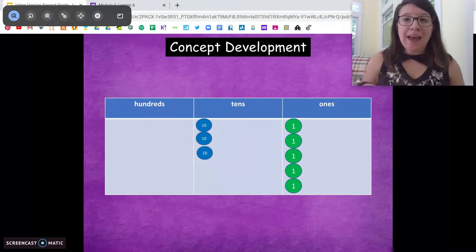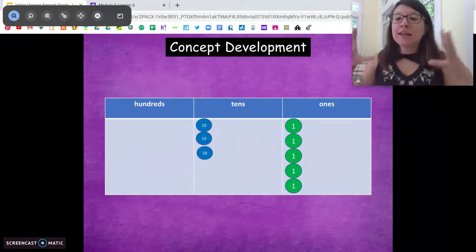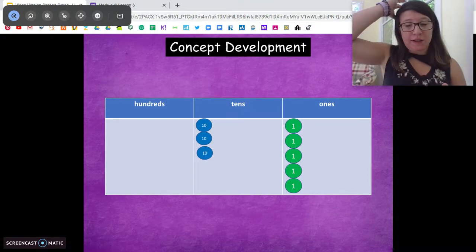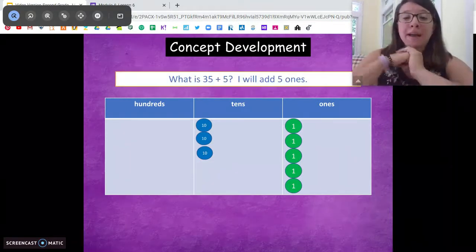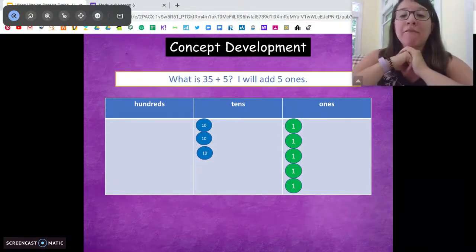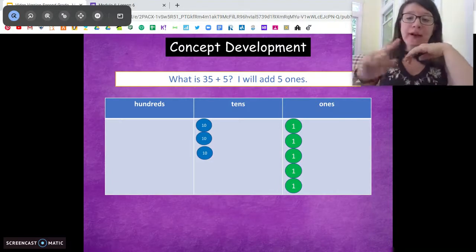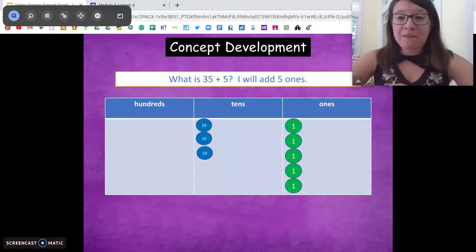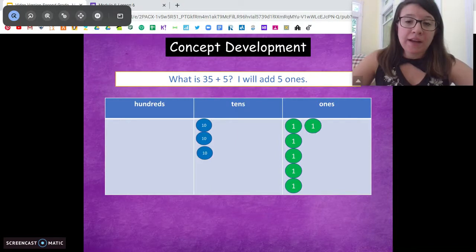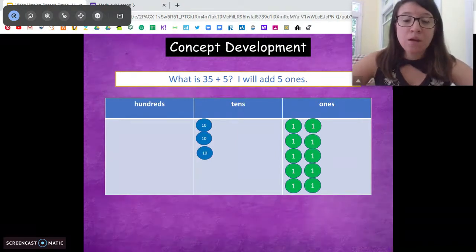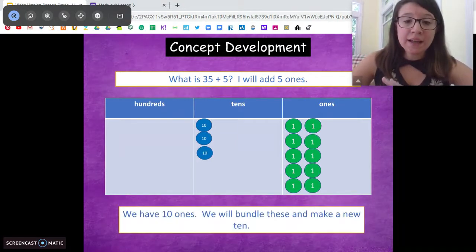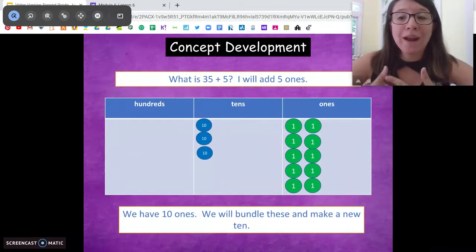Okay, so don't do anything yet, but we're going to, like I said at the beginning, practice adding 2-digit numbers, and we're going to practice bundling, making groups of 10. So on my screen right now, I have 35. I have 3 tens, 5 ones. What I want to do is add 5 more ones to this. So I'm going to add 5 ones. Okay. What happens now? Pause, talk to someone at home about what I can do now.